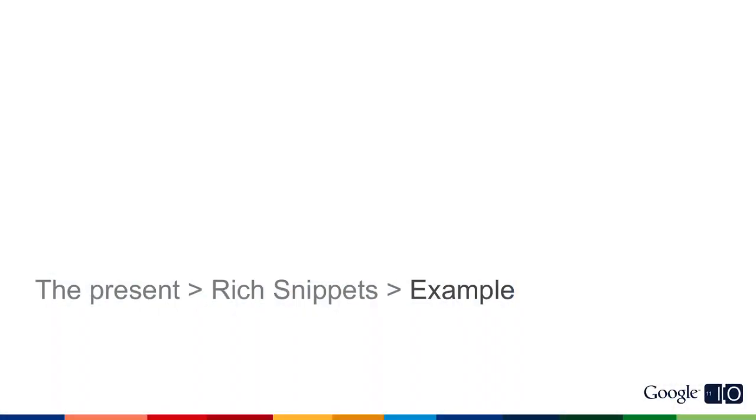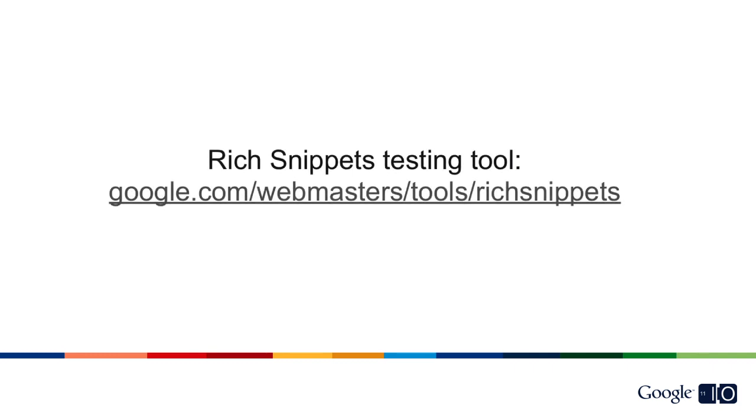Speaking of which, let's take a look at an example. I want to give you a URL first, and this is the rich snippet testing tool. It's at /webmasters/tools/rich snippets. It's a really cool tool. You can go there and put in any URL, and it'll tell you what data that it finds and gives you an example rich snippet if it can find enough data to construct one.